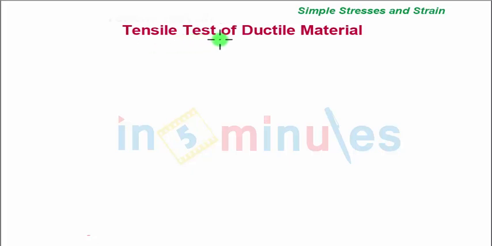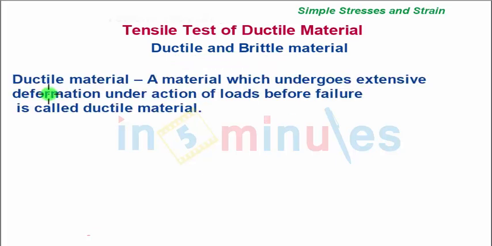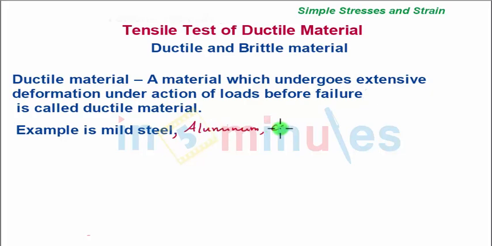Our topic is tensile test of ductile material. Before we start what is tensile test, let us first study something about ductile and brittle material. Now what is ductile and brittle material? Ductile material, a material which undergoes extensive deformation under the action of loads before failure is called as ductile material. Example is mild steel, aluminium, copper and many other material, etc.